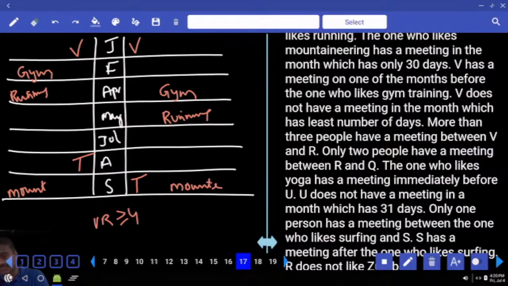And 1, 2, 3, 4. And here R is here. In this case, R is. Then V and R. Next one, only 2 people between R and Q. Now between R and Q, how many? There must be exactly 2. Here again, 2 people between R and Q.